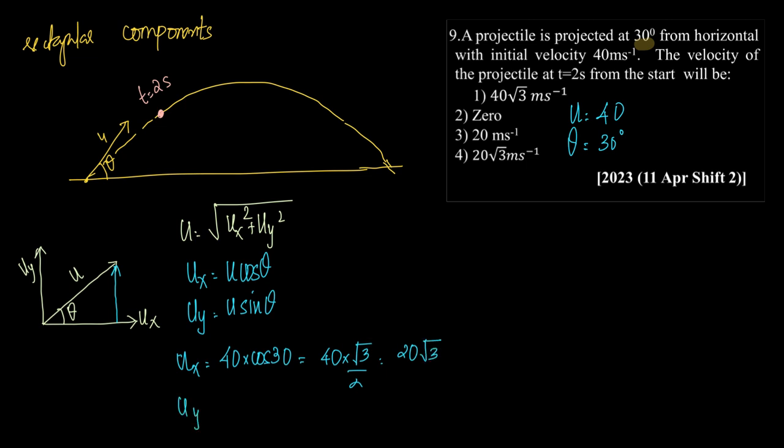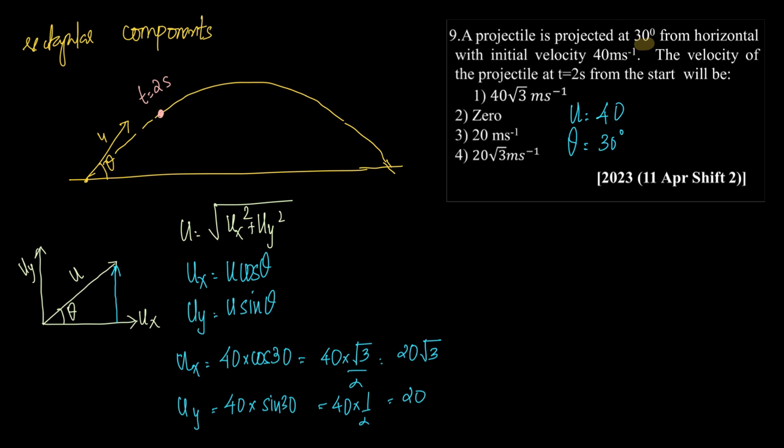Next, what we have is uy, which is u sine theta. U is 40 into sine 30. Therefore, it is 40 into 1 by 2, which is 20. I do understand that you may be thinking of eliminating 40, or some other shortcut way to simplify these values. Please don't do that. It hardly takes one more minute to do this.